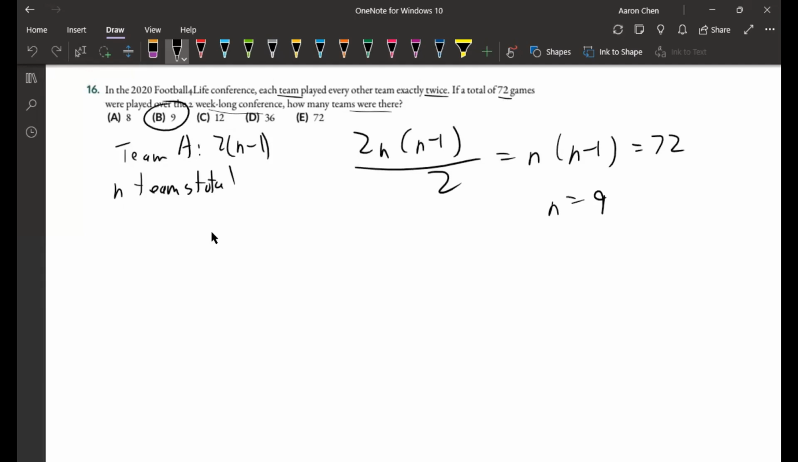And if you can't solve this on your own, you can always just go back to the choices and start plugging them in one by one after this point. So next up is question 17.